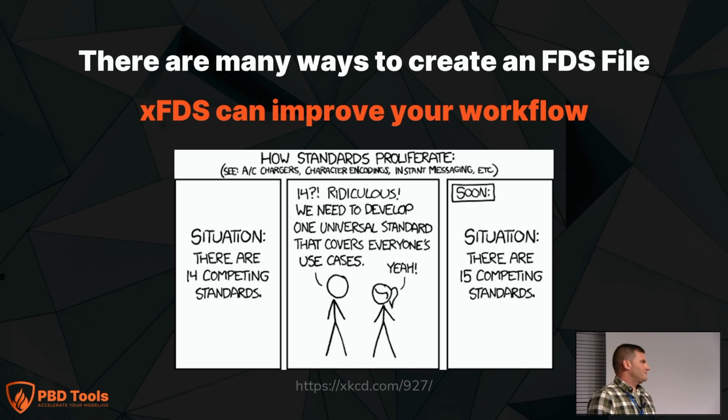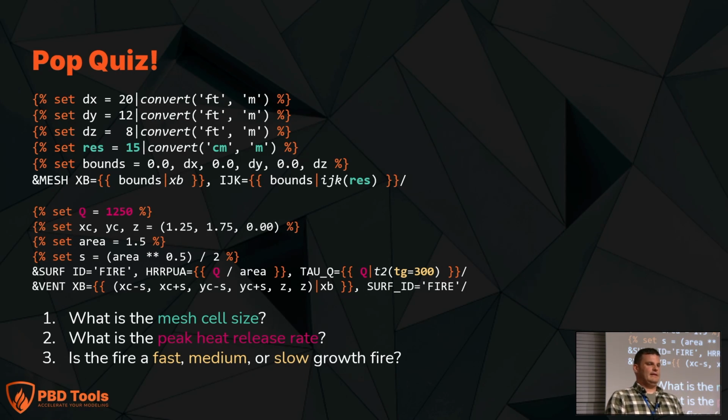If you're not sure it's really worth the time to learn this tool, then I have another test for you. Three questions. I would love for you to raise your hands once you think you have the answers. Given this FDS template code, what is the mesh cell size? What's the peak heat release rate? And is it a fast, medium, or slow growth fire? Anyone? Brian's got it.